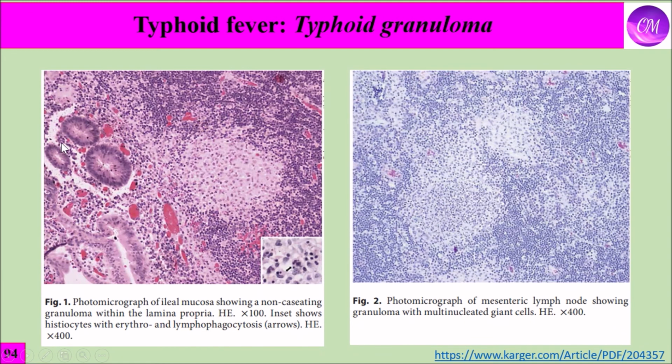And here, this is the histopathology of typhoid granuloma. Here you see the ileal mucosa showing non-caseating granuloma within the lamina propria, and also the photomicrograph of a mesenteric lymph node that shows the granuloma with multinucleated giant cells.